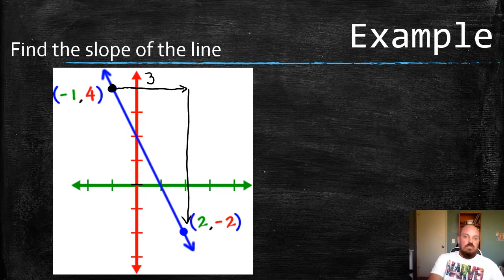Then you say the rise. Now the rise is down, so it's definitely going to be negative. Remember, up would be positive, down is negative. So it's definitely a negative number, and you say, how far did I go down? 1, 2, 3, 4, 5, 6.